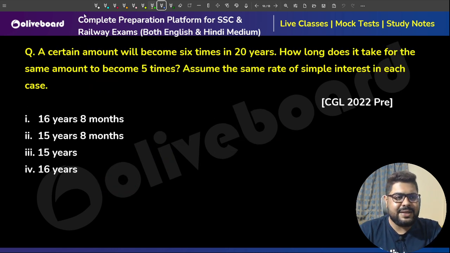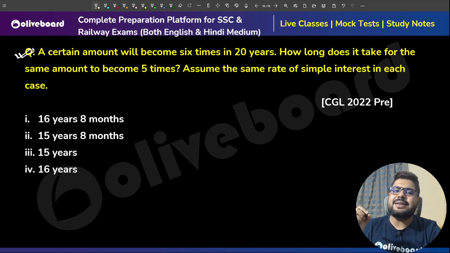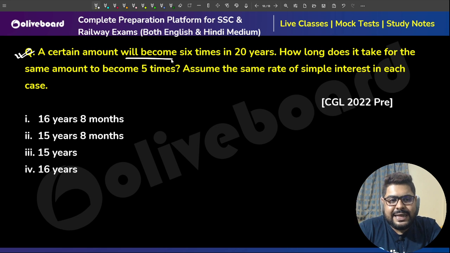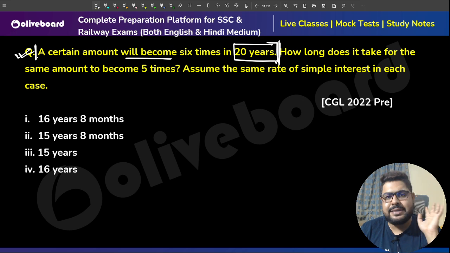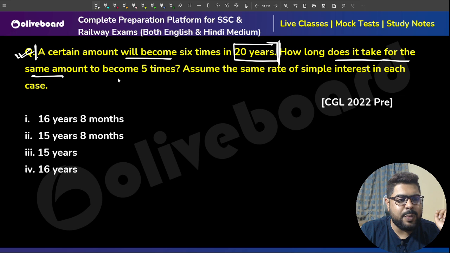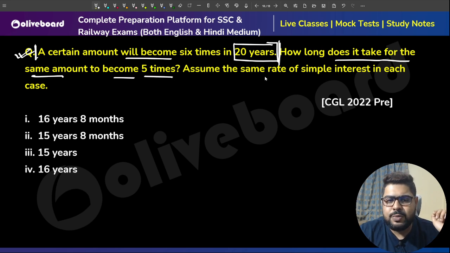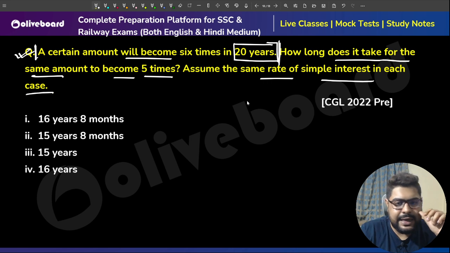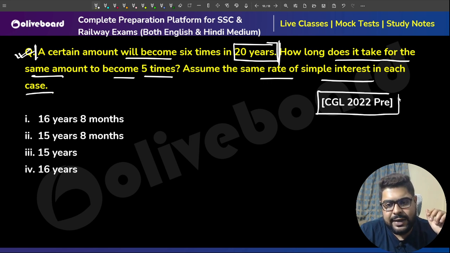Next question then. We'll do a couple more questions, then it's over. A certain sum will become 6 times in 20 years. So by reading this one line, I can figure out that I need the rate of interest from here. Now, how long does it take for the same amount to become 5 times? Assume the same rate of simple interest in each case. CGL 22 again, sir.